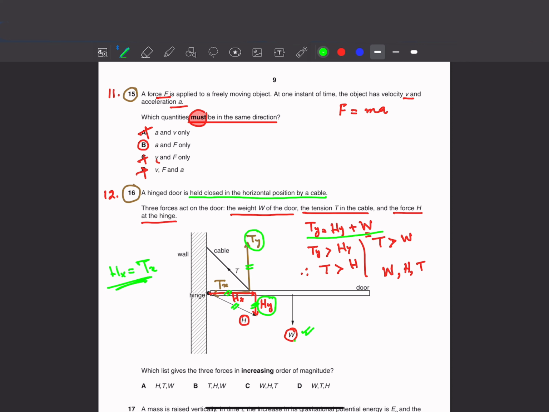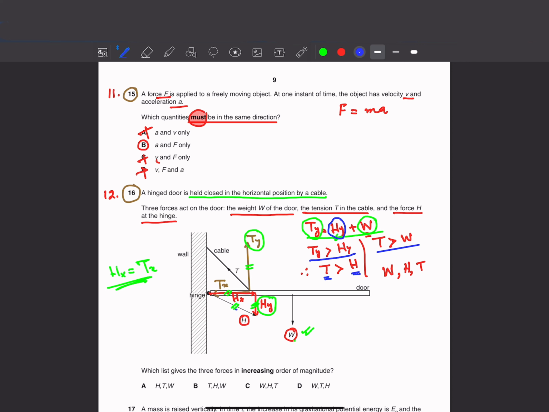Simply you can say that Ty will of course be greater than W because you have another force, which is Hy. Similarly, Ty will also be greater than Hy. So the simple thing is that Ty is greater than W. On the other hand, if Ty is greater than Hy, then obviously T will be greater than H, the hinge force. So this is the hinge force basically.